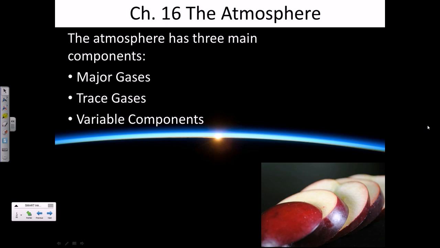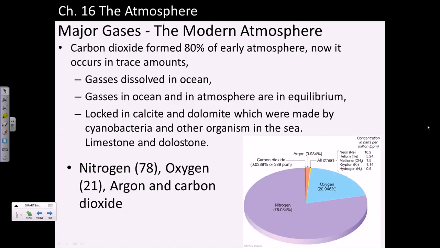So the Earth has 3 main components in its atmosphere. We have major gases, we have trace gases, and we have something else called variable components. The modern atmosphere consists primarily of nitrogen at 78% and 21% oxygen with minor amounts of argon and carbon dioxide. And it's a lot different from the early atmosphere, which was almost 80% carbon dioxide. So the Earth's atmosphere is not static.